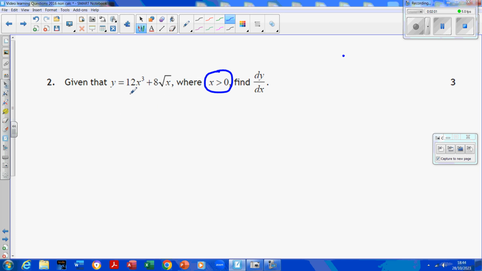Right, we've got to prepare this so that we can take the derivative of it. And by now, you shouldn't even have to think about this. The square root of x is x to the power of a half. You should know that now.